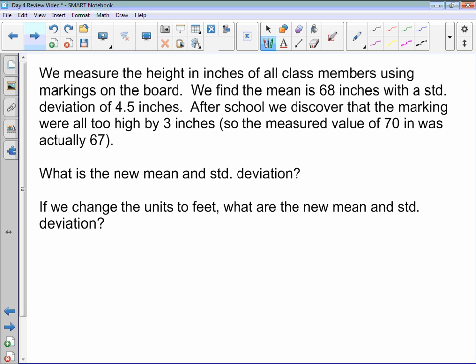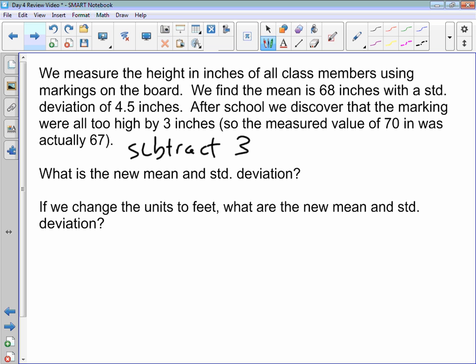We measure the height in inches of all class members using markings on the board. We find the mean is 68 inches with a standard deviation of 4.5 inches. After school, we learned that the markings were all too high by 3 inches, so a measured value of 70 was actually 67. What is the new mean and standard deviation? So we need to subtract 3 from each data point. Pause and tell me what the new mean and standard deviation is, and I'll wait. Do the math and come back.